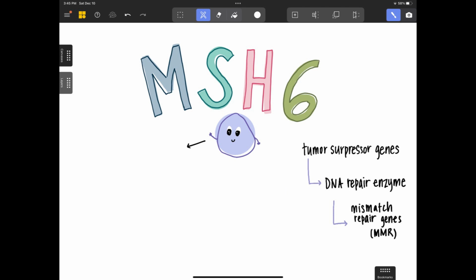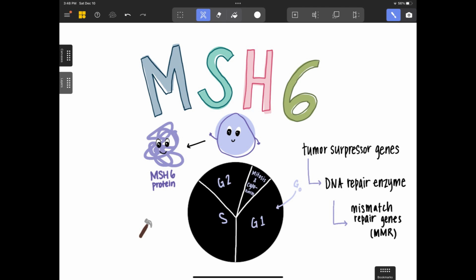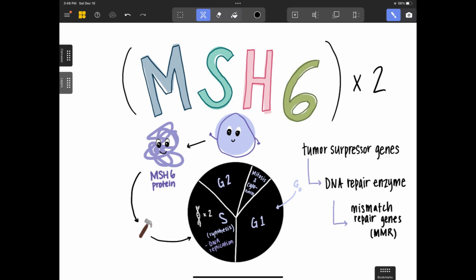The MSH6 gene provides instructions for making a protein that plays an essential role in repairing DNA. This protein helps fix errors that are made when DNA is replicated in preparation for cell division. Everyone has 2 copies of the MSH6 gene, which is located on chromosome 2 that we randomly inherit from each of our parents. Thanks, Mom and Dad.